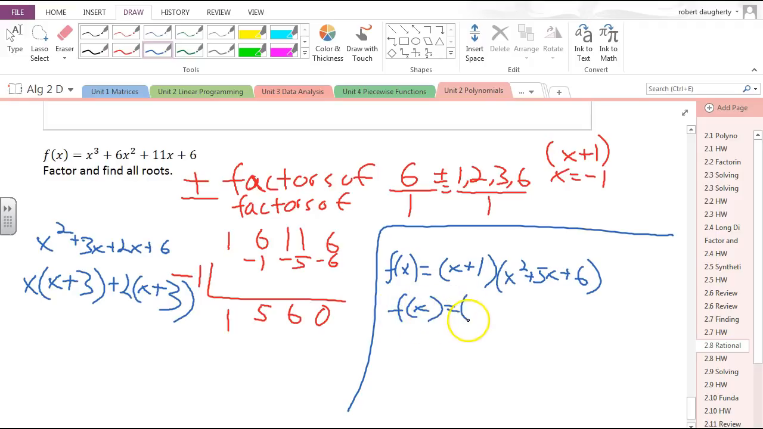So f of x, he's keeping us in suspense, is x plus 1, x plus 2, and x plus 3. Very good. What are all the solutions to this? -1, -2, -3. Okay, very good. Okay, so that's all. Very good, very good.